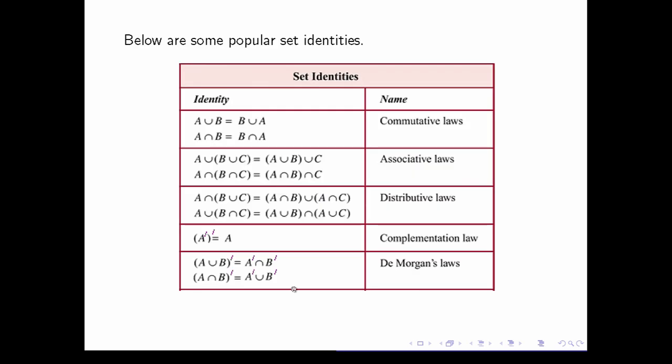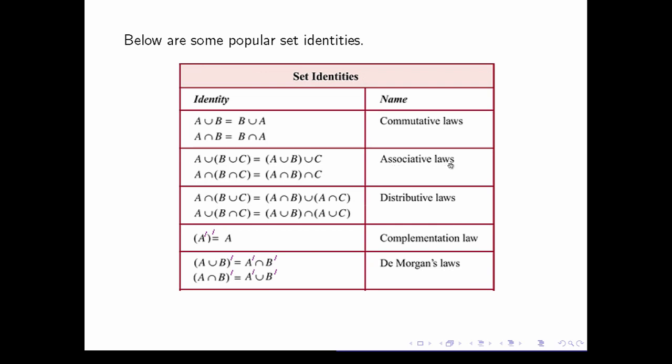Here is a list of some popular set identities. Some of them are actually quite obvious to see why they should be true. The rest need some proof. Right now, just take a look and become familiar with some of these laws. For example, the commutative law is quite obvious. A union B is obviously the same as B union A. For intersection, we can also switch positions between A and B.